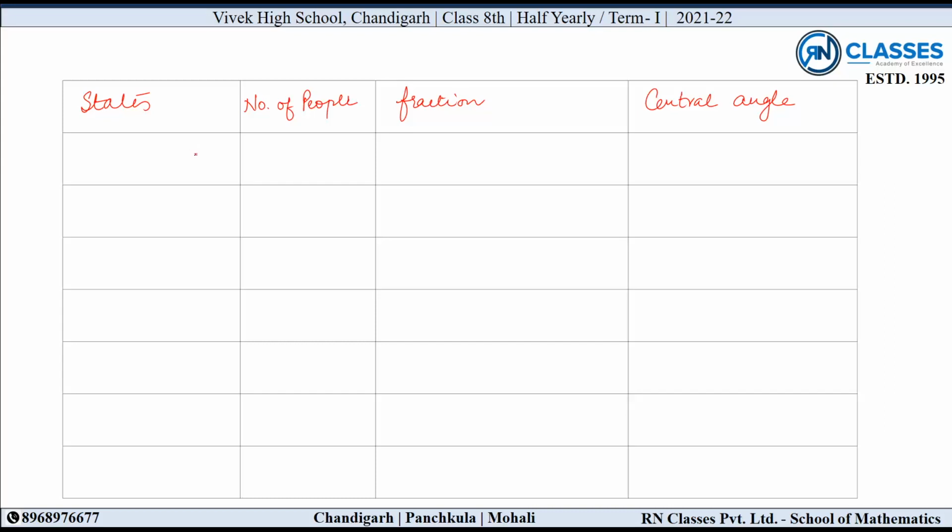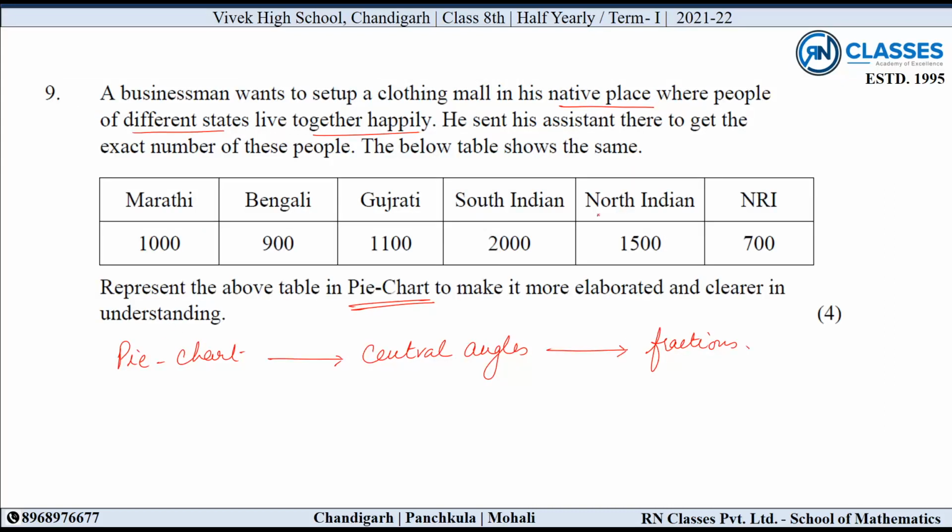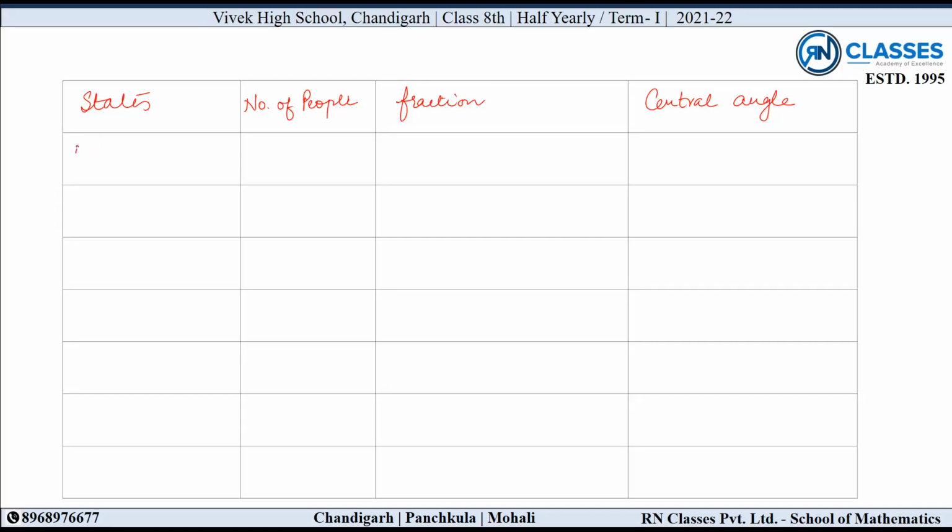राइट, अब स्टेट्स. स्टेट्स कौन सी हैं? मराठी, बंगाली, गुजराती, साउथ इंडियन, नॉर्थ इंडियन, एनआरआई. लिख लेते हैं. मराठी, बंगाली, नेक्स्ट इज गुजराती, नेक्स्ट इज साउथ इंडियन, नॉर्थ इंडियन, and NRI.